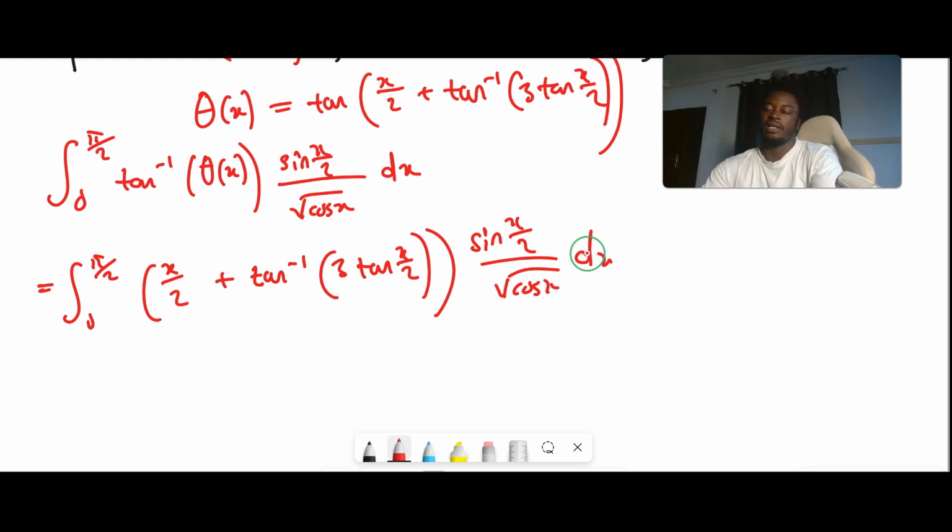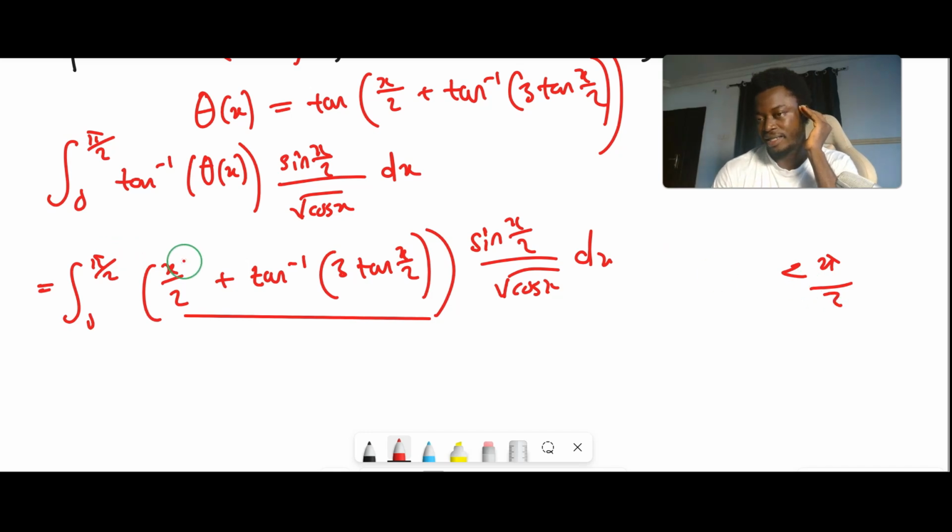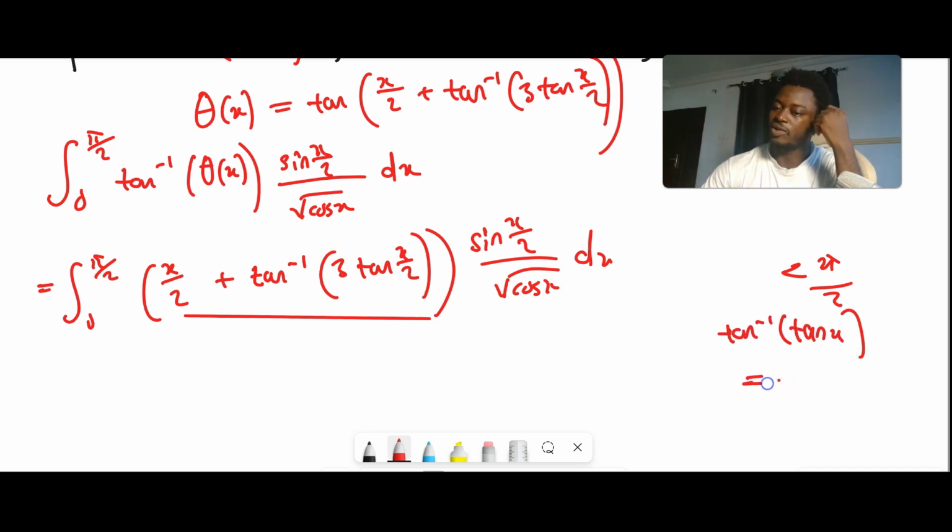We can't just do this and then write sine x over 2 divided by square root of cosine of x dx. The reason we can't actually get away with this is because, first of all, we don't have any way of knowing if this entire argument is less than pi over 2 for x. Okay, because it is only when this entire argument is less than pi over 2 do we have tan inverse of tan x equals x.